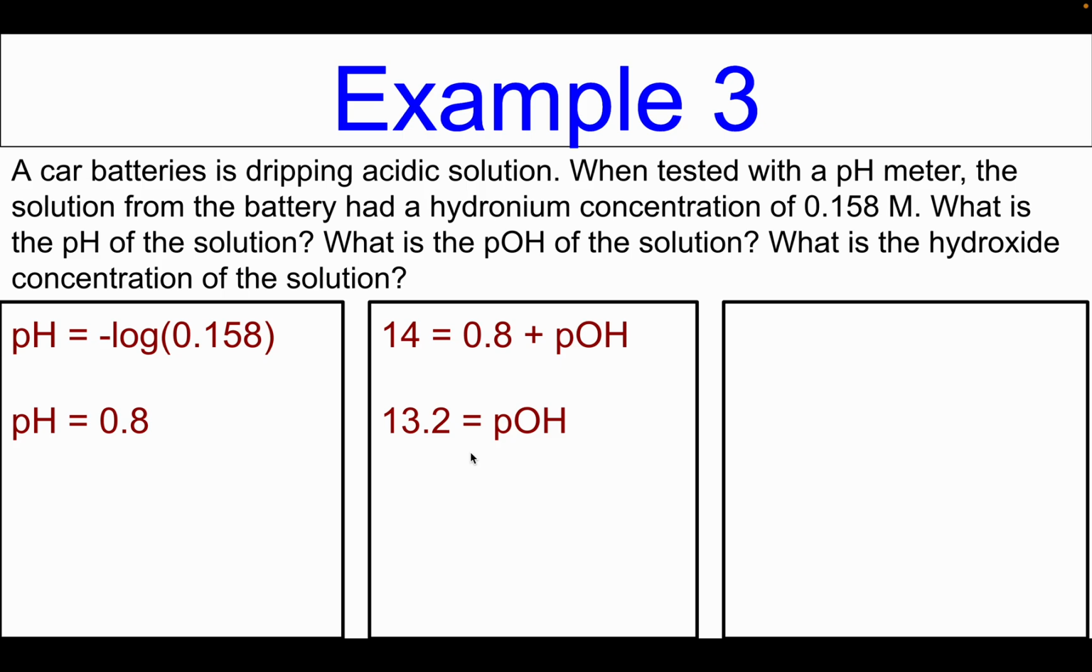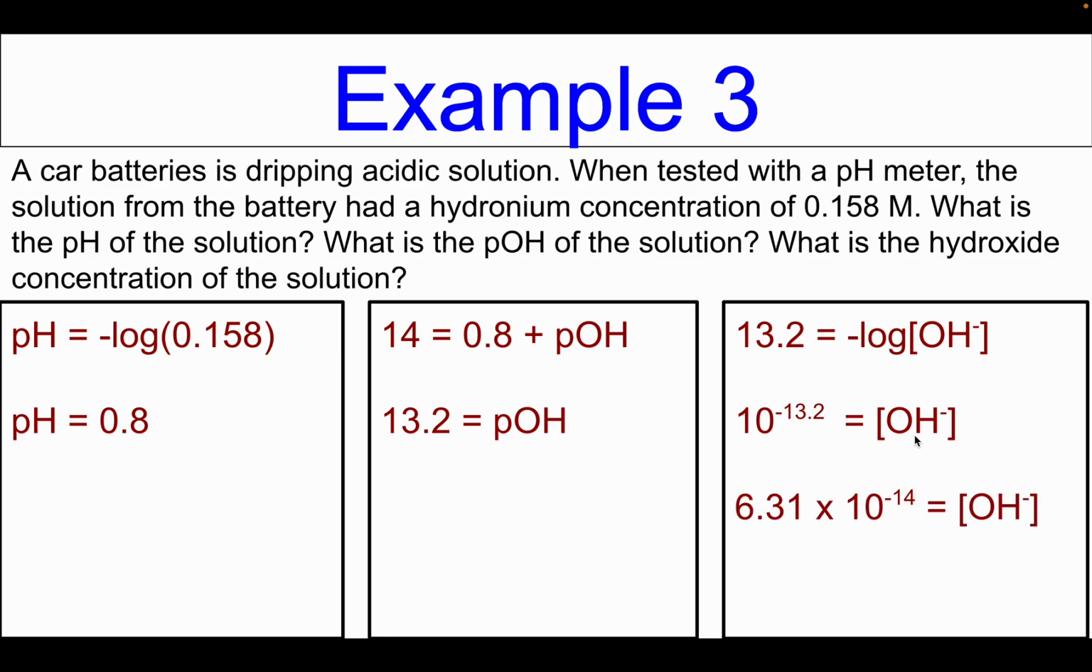Okay, last up we need to figure out the hydroxide ion concentration of the solution. So now we're going to take 13.2 and we're going to plug it into the formula for pOH. So this is going in for the pOH, and then we're going to solve this equation for the hydroxide ion concentration. So divide by the negative side, we'll get negative 13.2. And then this is log base 10, so it's 10 to the negative 13.2 equals our hydroxide ion concentration, which when you calculate that works out to be 6.31 times 10 to the negative 14th.